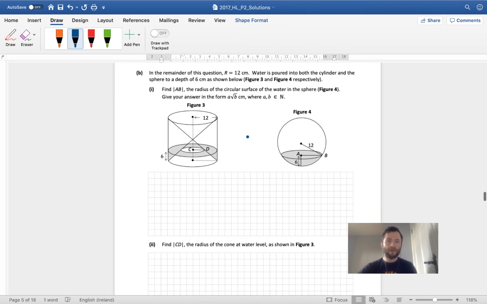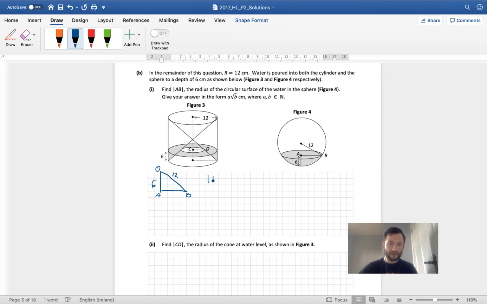In the next part of the question, we are told that the radius of the sphere at the base of the cylinder is 12 centimeters and the depth of this part is 6 centimeters. So the first part of this question is that we have to find the length AB, the radius of the circular surface of the water in the sphere, and we have to give our answer in a root b form. So if I draw that triangle, the triangle consists of a hypotenuse with length equal to 12, segment AB, which we are interested in, and segment AO, which has the length equal to the radius of the sphere minus the length from A to the sphere perimeter, which is equal to 6 as well.